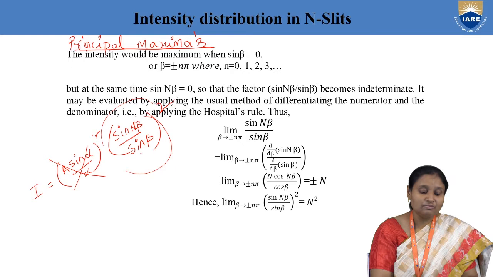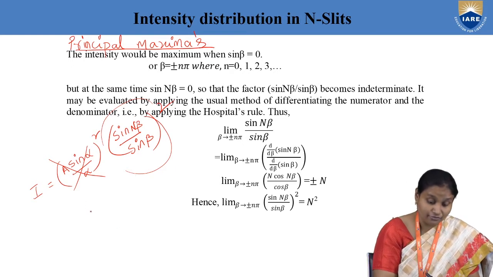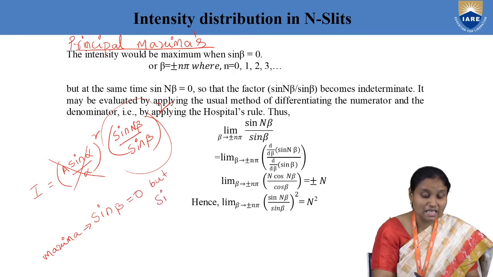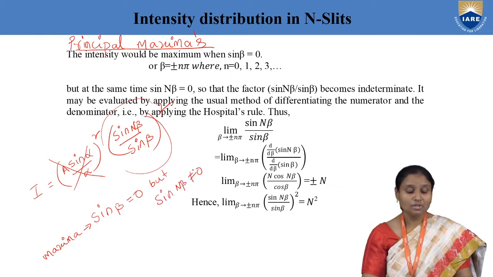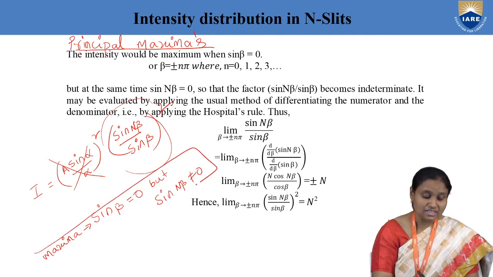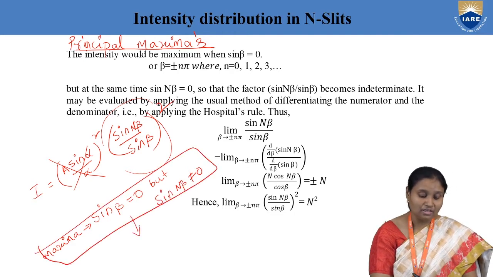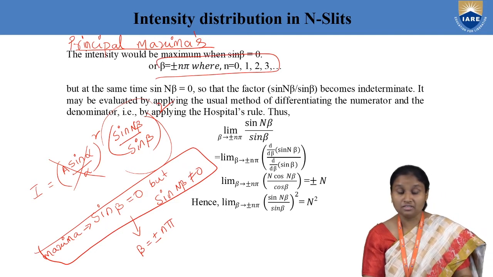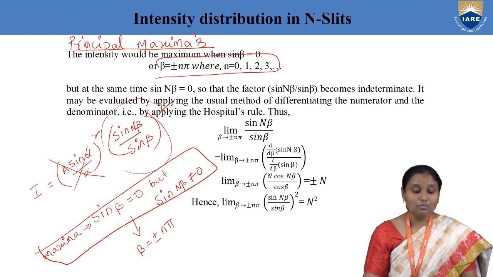Now when will this value be maximum? I'll get maximum intensity when I take sin β equal to 0, but at the same time sin nβ should not be equal to 0. If I take this condition, I end up having β equal to plus or minus nπ, where n is equal to 0, 1, 2, 3. And how did I get this?